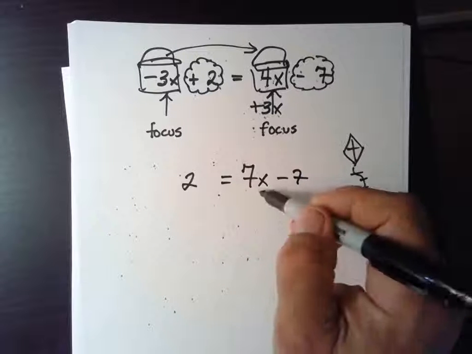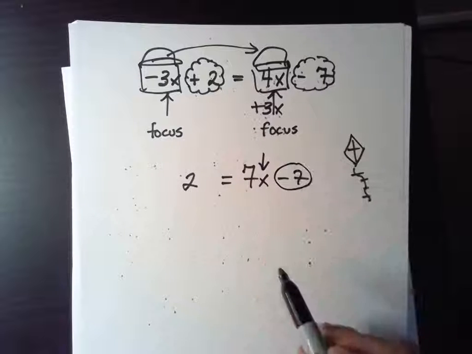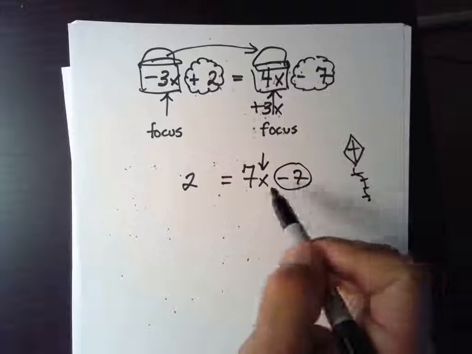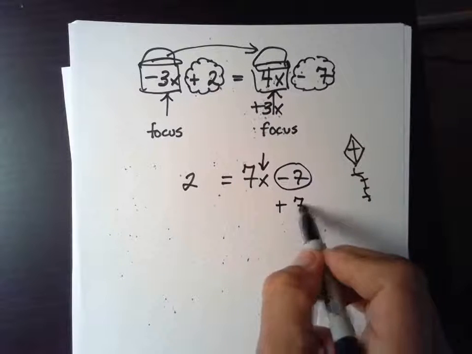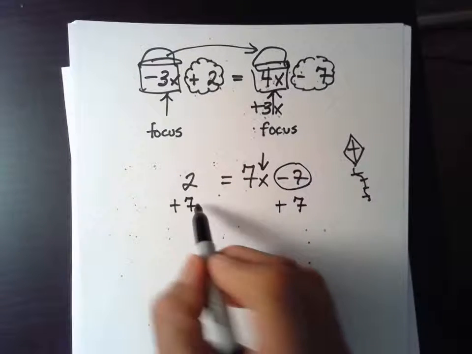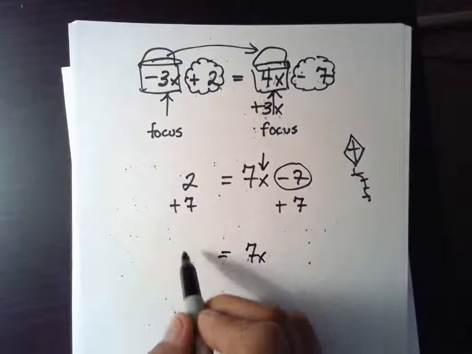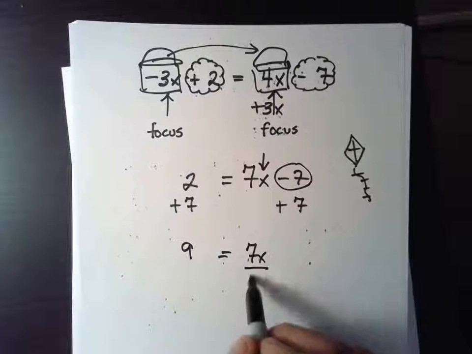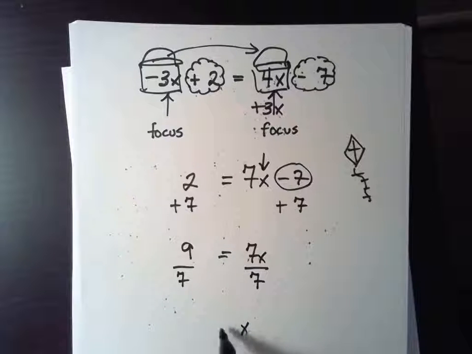Now, if we're going to keep this variable by itself, then we got to move this negative 7. How do you get rid of subtracting 7? Well, you add 7. So add 7 on one side, you add 7 on the other side. And that becomes 7x is equal to 9, divided by 7, divided by 7. X is equal to 9/7.